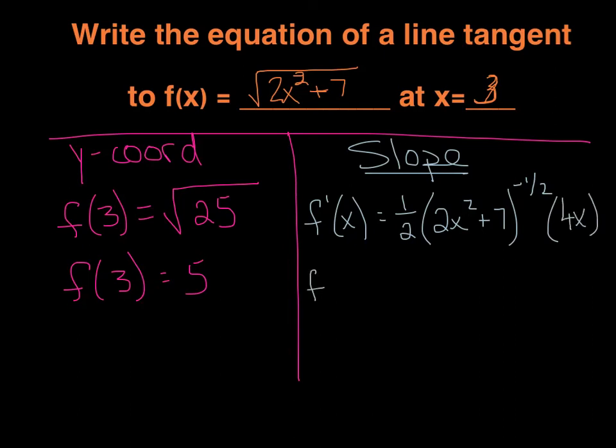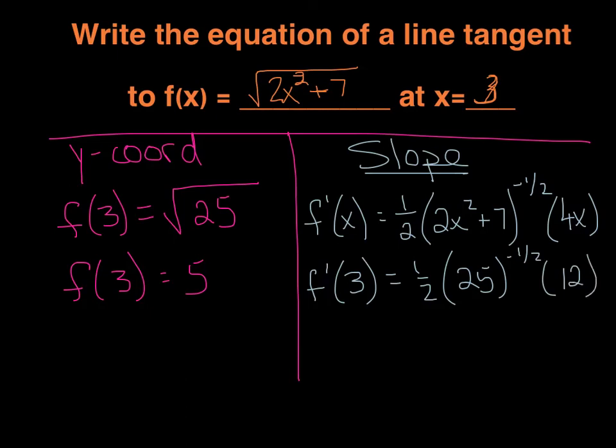I'm really not going to spend much time trying to clean up that derivative. I'm just going to evaluate it at 3. We get 1/2, then 25 raised to the negative 1/2, and then a 12. Now 25 raised to the negative 1/2 is like 1 over the square root of 25, so that turns out to be 1/5, and then we multiply by our 12. That turns out to be 12/10, which reduces to 6/5, but you actually don't have to reduce it.